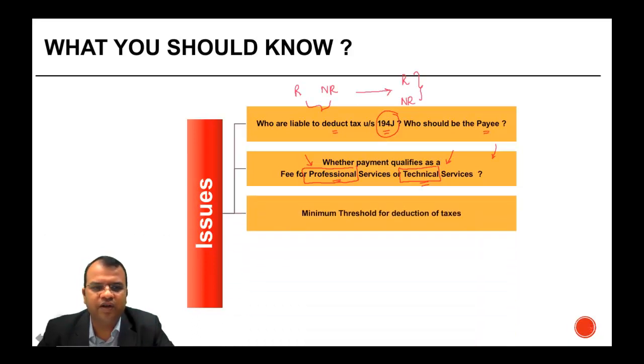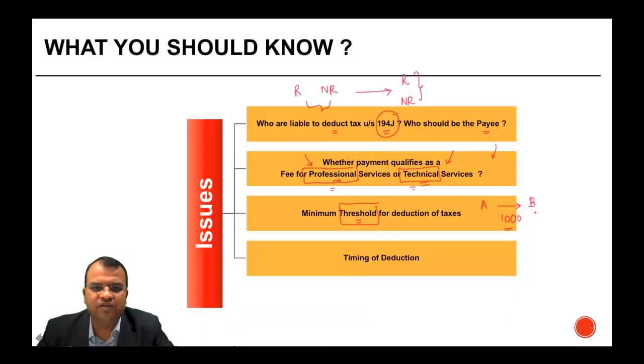Minimum threshold for deduction of taxes. Now, if the payment made by one person, let's say A to B, is only 1,000 rupees for professional services, it will be very inconvenient for A to deduct taxes from such a small amount. Therefore, there is a minimum threshold below which, if payments are made in the nature of professional or technical services, no tax is required to be deducted.